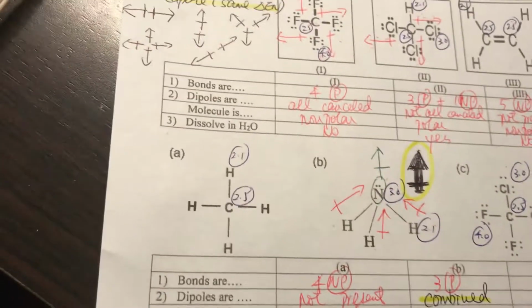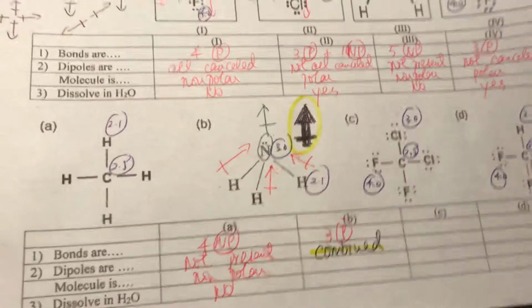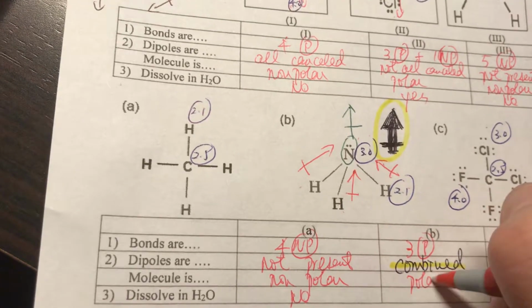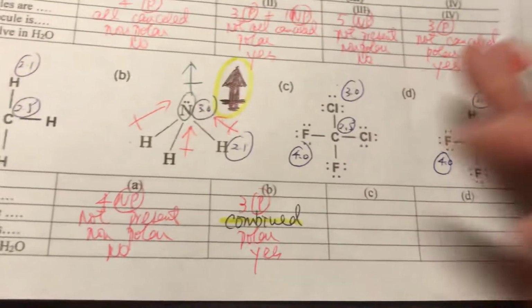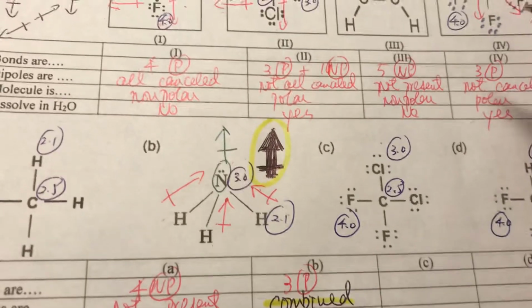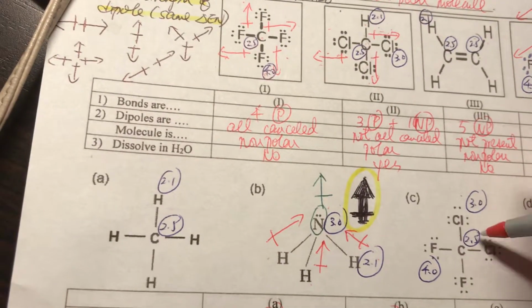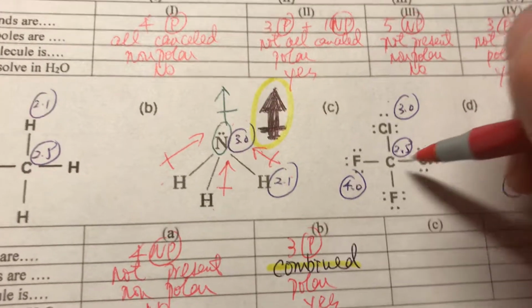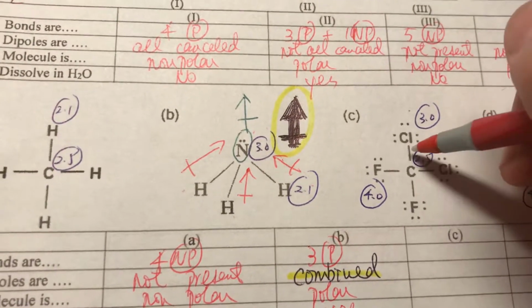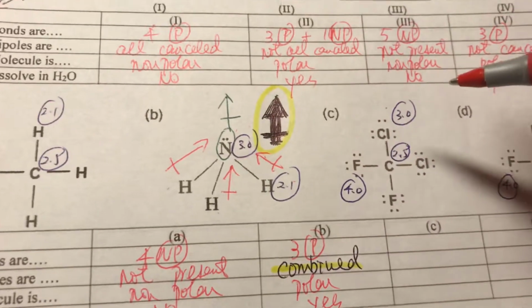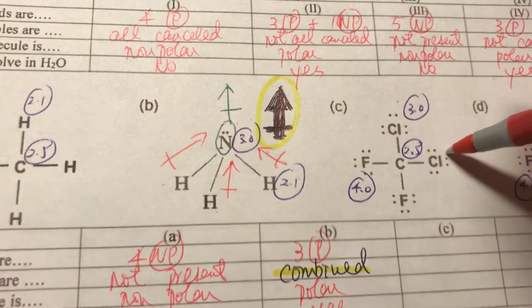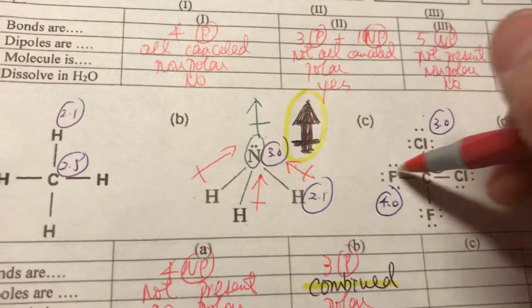All right. So in this case, I do have a winner because the dipoles combine. That means all the dipoles go to the top and nothing on the bottom to cancel. So the molecule is polar. So yes, dissolving in water. And then here, C to Cl, the difference is 0.5. C to Cl 0.5. C to F 1.5, C to F 1.5. So we have two kinds of bonds, right? C to Cl is one kind, C to F is another kind.